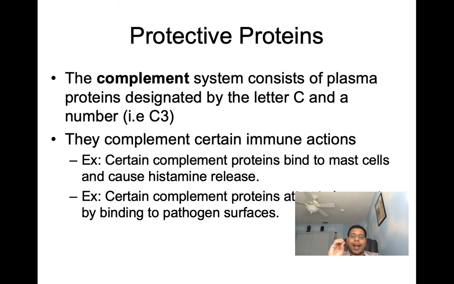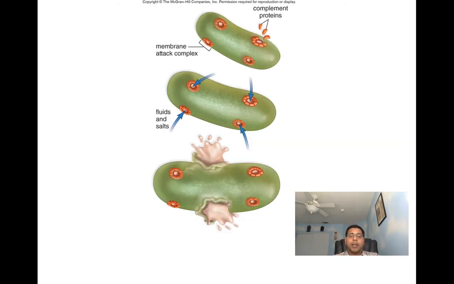This membrane attack complex, as we can see here, forms holes on the surface of bacteria and some viruses, allowing fluids and salts to make their way into the cell, causing the cell to be destroyed. I used to refer to this as the Big Mac. The Big Mac, the membrane attack complex. So just one way to remember.